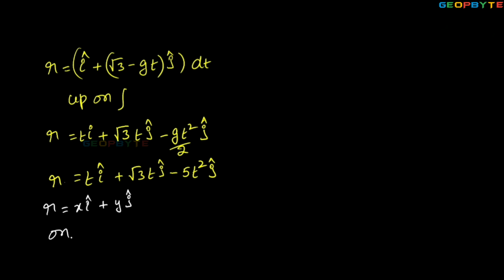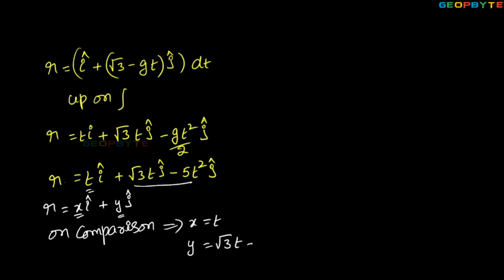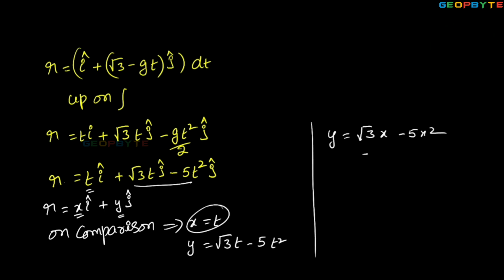On comparison, we can write that x equal to t, and y equal to root 3t minus 5t square. But t equal to what? x only. So y equals root 3x minus 5x square. That is the answer.